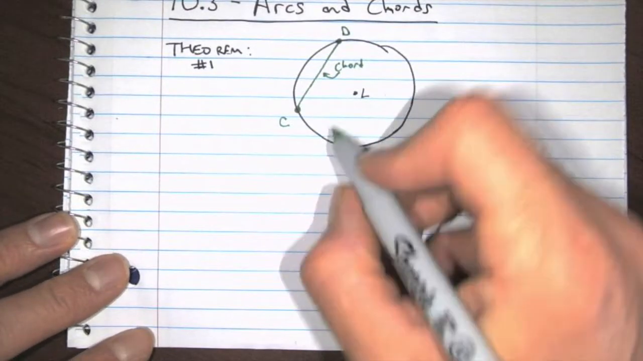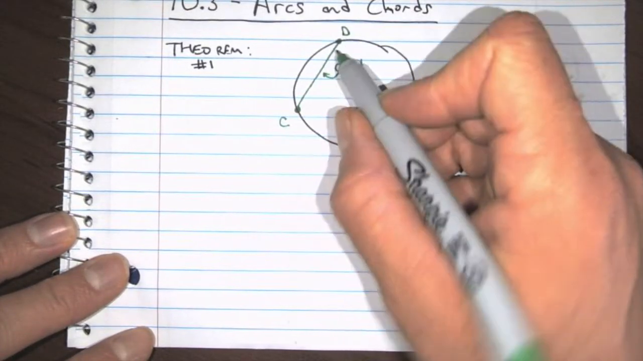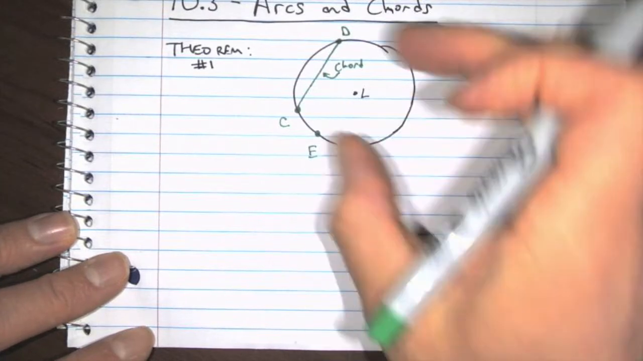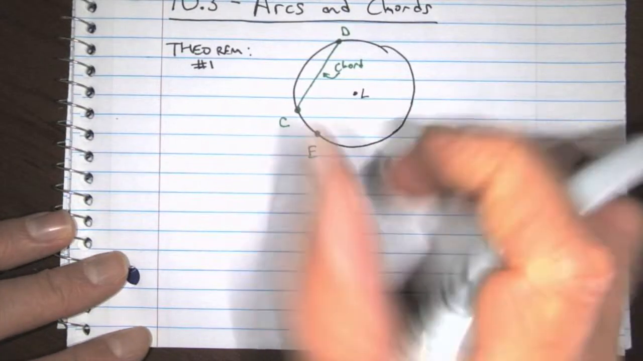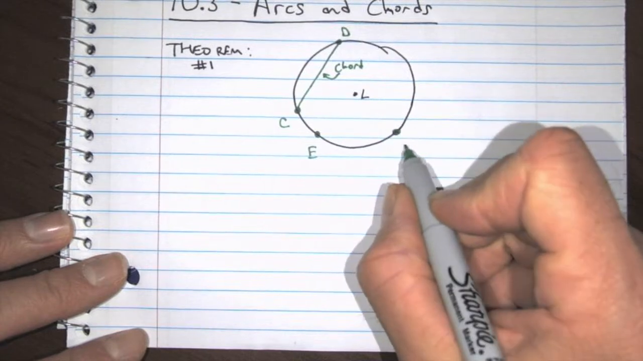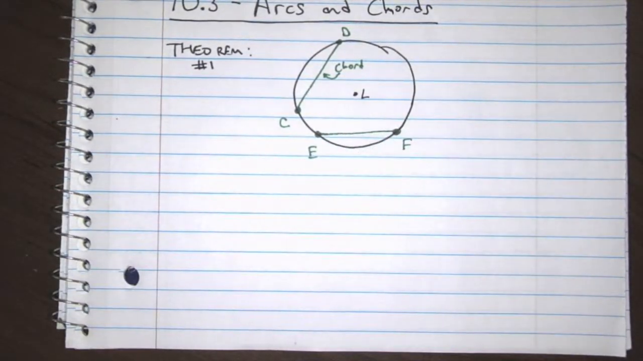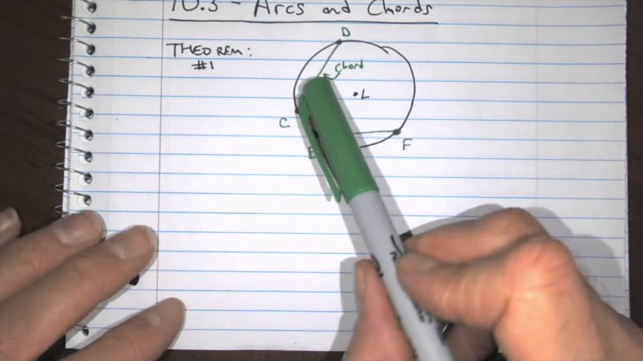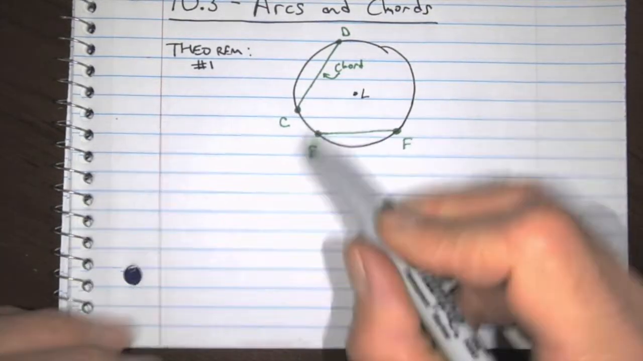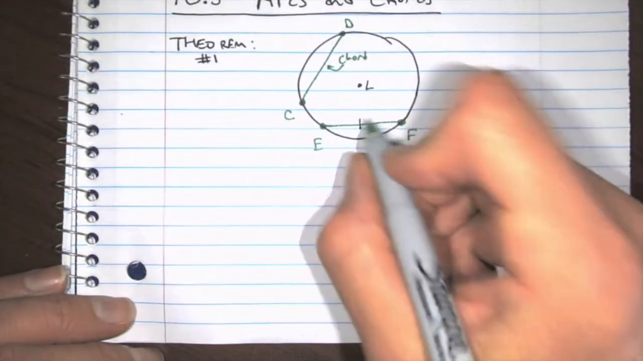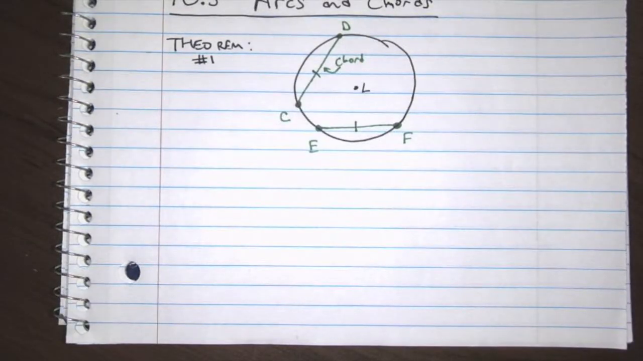And I need another chord. I want to make the second chord equal length to chord CD. So let's put a point right here. Let's call it E. And I need to try to transfer this. I want to make it equal, so let's see if we can do this right. Okay, I'm happy with that. Hopefully, if you're watching, these 2 chords look of equal length. Maybe this one's just slightly bigger, but we're going to say they're equal.